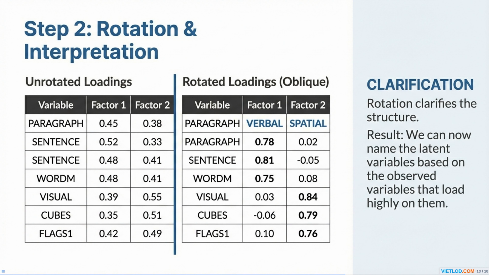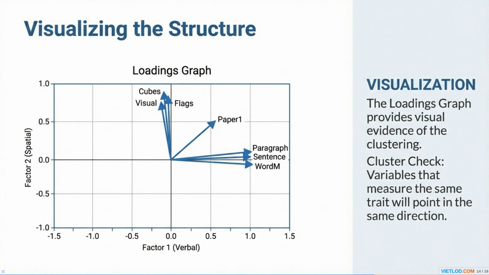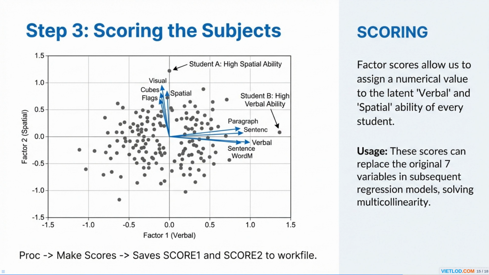Factor 1 is clearly defined by the verbal tests, so we can name it verbal ability. Factor 2 is defined by the spatial tests, so we can name it spatial ability. Before rotation, it's like looking at a blurry photo. After rotation, the image is sharp. For instance, the variable sentence goes from loadings of 0.48, 0.41 to a much clearer 0.81, -0.05. This confirms our initial hypothesis about the data's underlying structure.